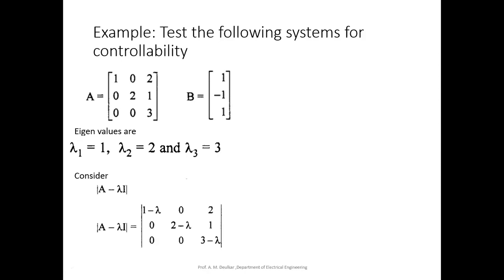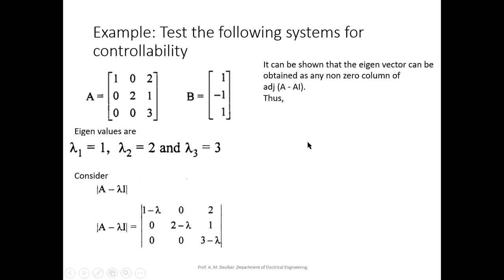Now consider the characteristic equation using the eigenvalue: the modulus of lambda I minus A is equal to lambda minus 1, 0, minus 2, 0, lambda minus 2, minus 1, 0, 0, lambda minus 3, or this one also. It can be shown that the eigenvector can be obtained as any non-zero column of the adjoint of A minus lambda I. This should be lambda here.